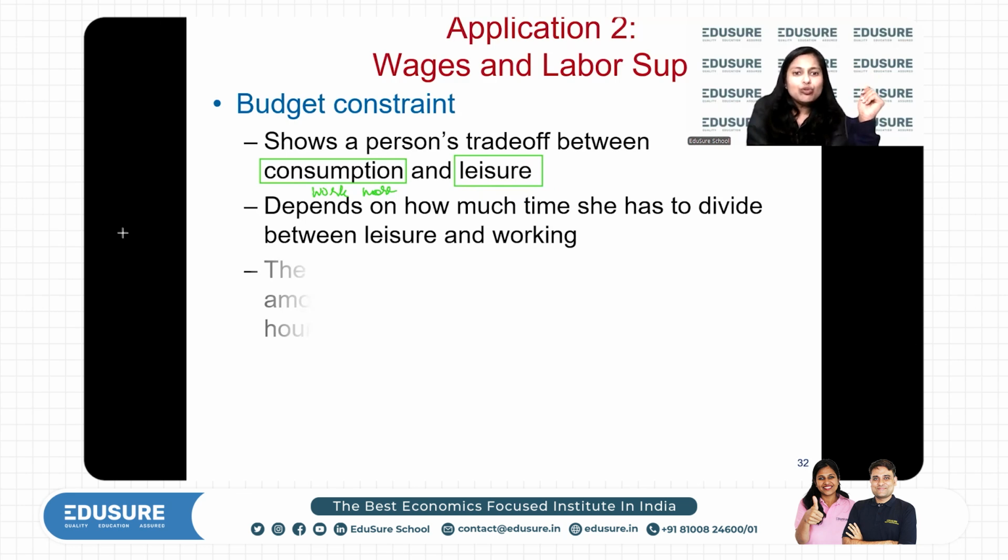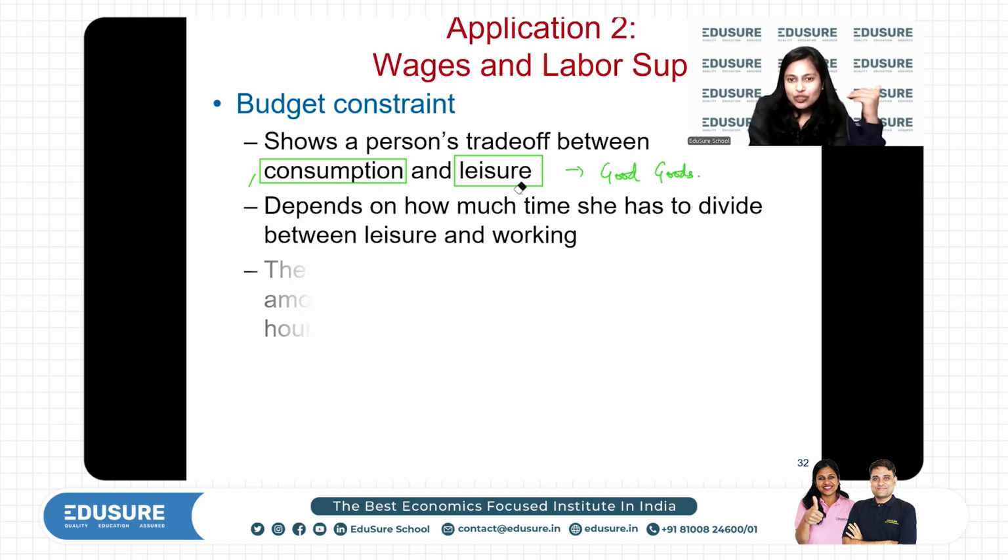So these are two goods. Consumption and leisure are two goods which the consumer likes, but there is a trade-off between the two. If you have more leisure, then probably you can work less. And if you work less, then probably you're going to consume less. So usually for most people, there is a trade-off between leisure and consumption. The less you work, the less you consume. The more you work, the more you consume.